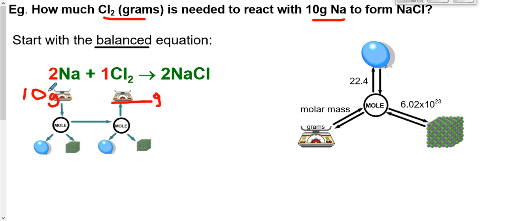How do I connect them? Well, we know that I can connect sodium to chlorine in this balanced equation by first converting to moles. Using our little 3-step conversion process, I'm going to go from grams of sodium to moles of sodium, use that molar ratio to change that to moles of chlorine, and then finally go to grams of chlorine.